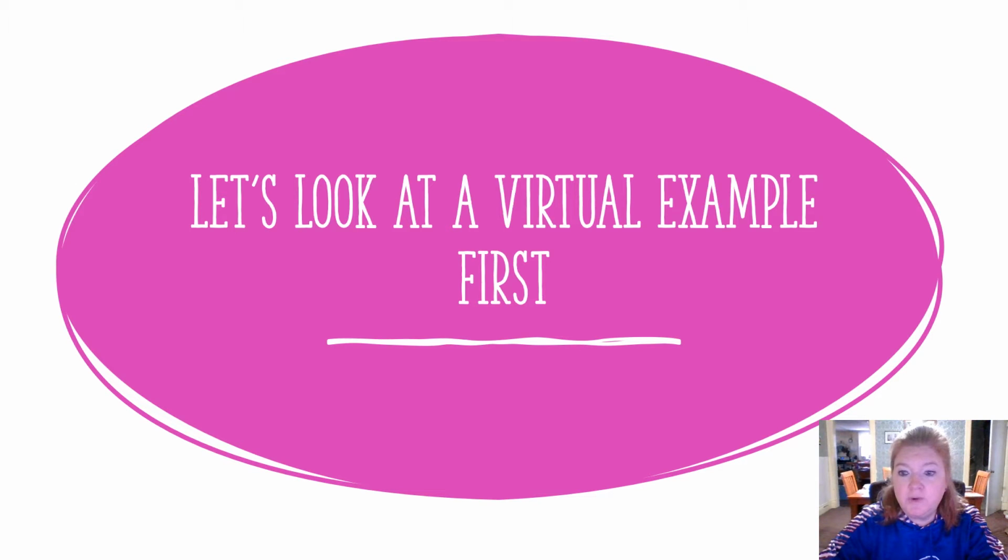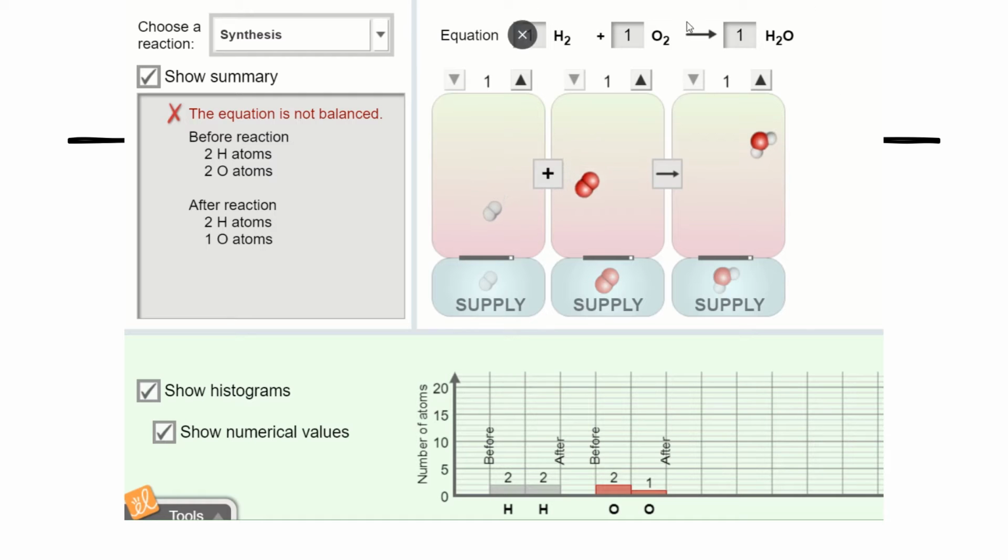So let's look at a virtual example first. Are you ready? Let's try balancing. You can see all of the coefficients are 1, which is what I'm starting with. And I have the numbers counted down here, but also you can see it tells me over here. So you can see that before and after, hydrogen is balanced. There's 2 on the reactant side, 2 on the product side. Beautiful. But oxygen has 2 on the reactant side, but only 1 on the product side.